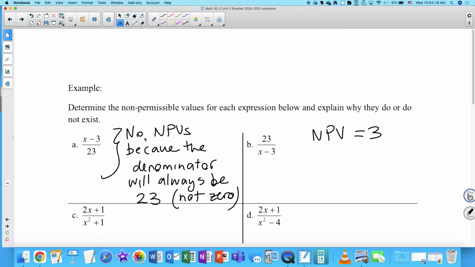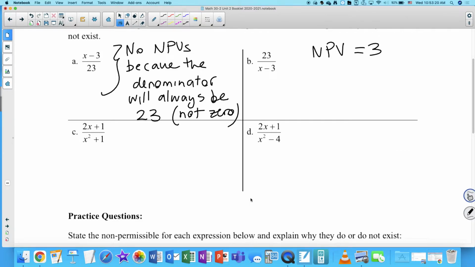Okay, so for D, we have this expression 2x plus 1 over x squared minus 4. So what value of x would make this 0? Yes. 2, because 2 squared is 4. So you subtract 4 from 4 equals 0. Correct. So 2 is one of them. But there's 2. Yeah. Negative 2? Correct. So this is 2 and negative 2. 2 squared equals 4. So 2 squared minus 4 is 0. Negative 2 times negative 2 is also 4.